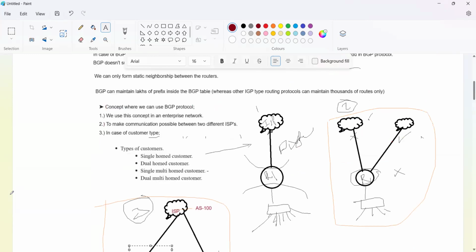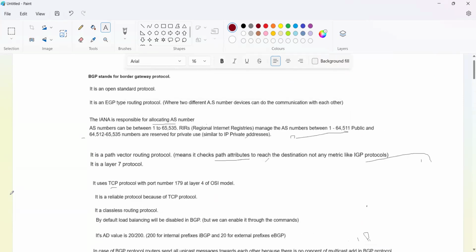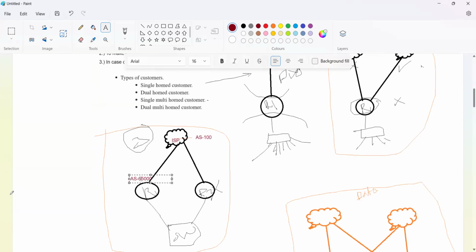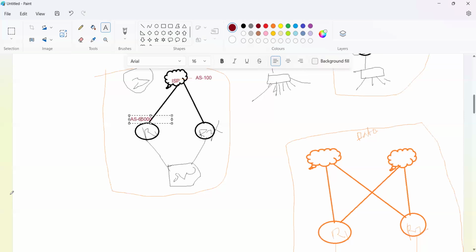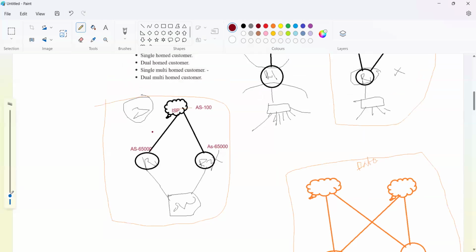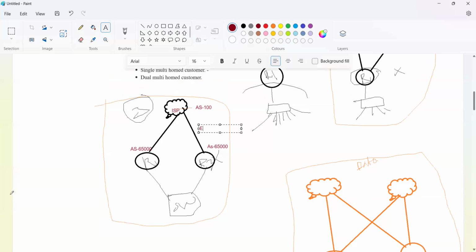Between which ranges do we have, like I mentioned 55,000, it's not free. We will use 64,512 to 65,535. This is the range we can use free of cost. So here we again have AS 65,000. In these two interfaces, we'll use the eBGP protocol. In these interfaces, we'll use the eBGP protocol.